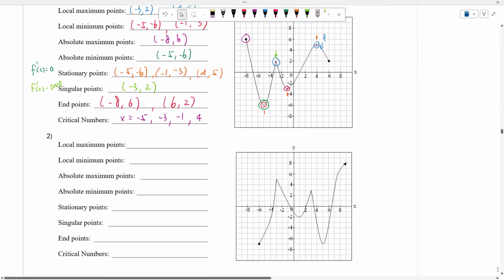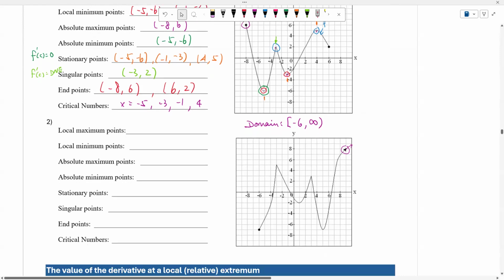Okay. Now, when you look at this example right here, be careful about this arrow, meaning the function basically will continue this way. So in this case, the domain of this function is from -6 to infinity then. And now let's see our example now.